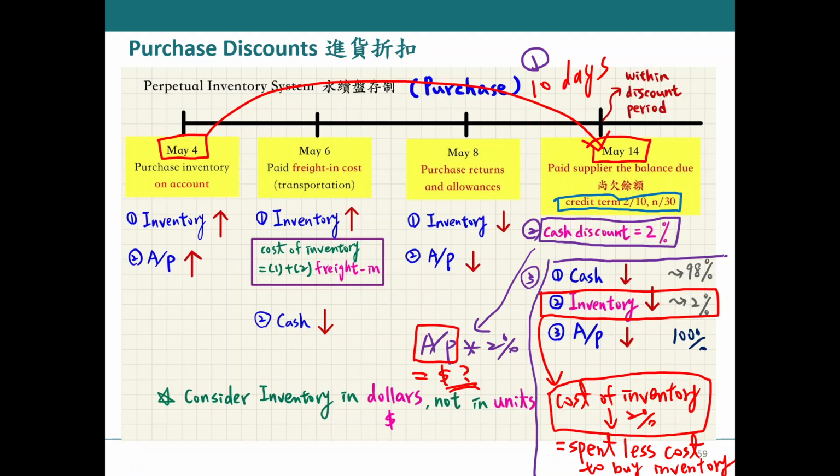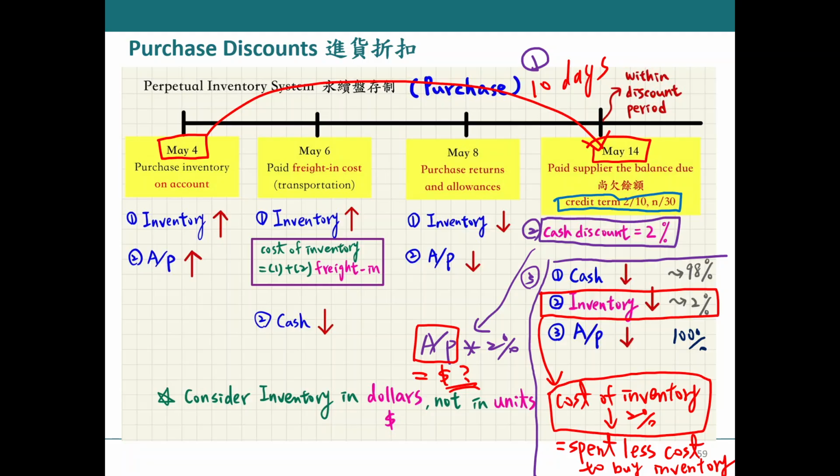So remember, first thing, always make sure whether you got a cash discount or not. Only after you figure that out can you do the math. If you got a 2% cash discount, then you have to figure out how much. After that, record the transactions. Accounts payable decrease 100%. Cash decrease 98%. You got a 2% cash discount, which means your cost of inventory decreased. Okay? Any questions? No problem.